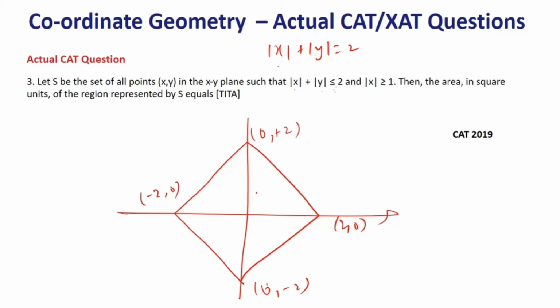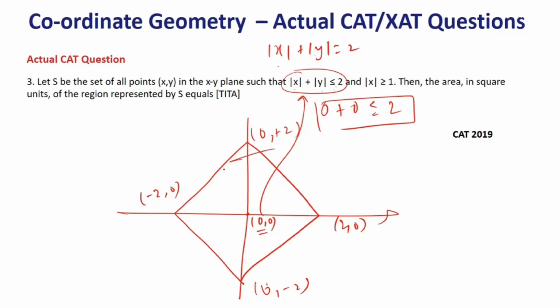What is less than or equal to 2? It will be a region. Always remember, an inequality represents a region. Which region will it represent? Inside this box or outside the box? Very simple. Take a point inside the box or outside the box and put it. If you put 0 comma 0, 0 plus 0 is less than or equal to 2. Satisfied? Therefore, the area inside this box is what is represented by |x| + |y| ≤ 2.